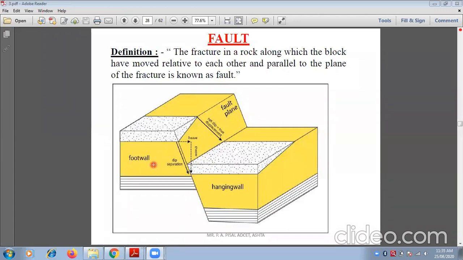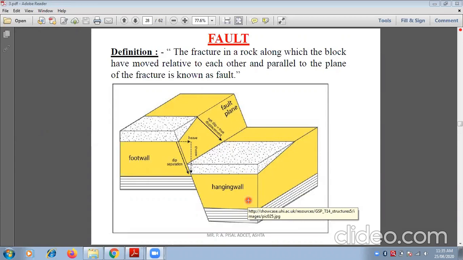Yes, sir. Now here, this footwall is moving in the upward direction. So here this footwall is considered as an up throw block or up throw side, and here this hanging wall is moving towards the downward direction. So this hanging wall here is considered as a down throw side.